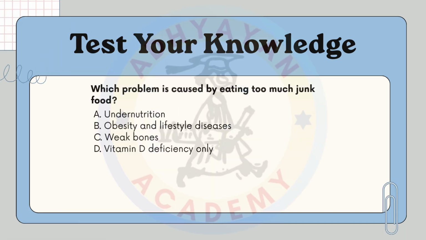Which problem is caused by eating too much junk food? A. Undernutrition. B. Obesity and lifestyle diseases. C. Weak bones. D. Vitamin D deficiency only.